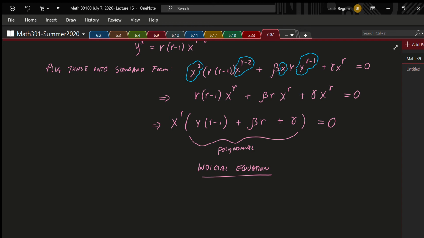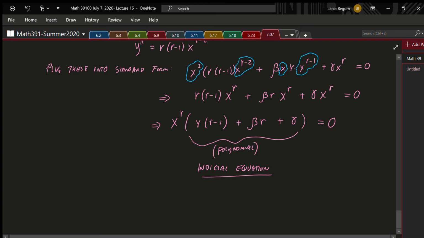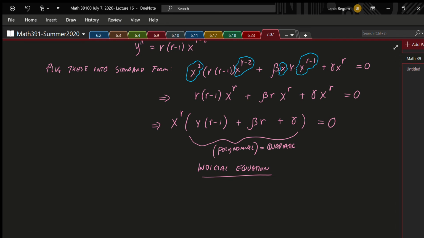Now that we have an indicial equation, which is a polynomial, we have to break it down into 3 different cases. Specifically, this is a quadratic, and a quadratic can have 3 different types of roots, right? You can have real distinct, real repeated, or complex. So there are 3 different ways you can represent the solution. Let's break it down.